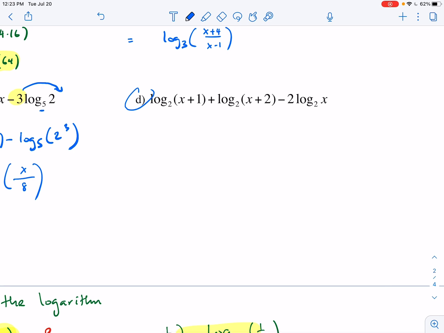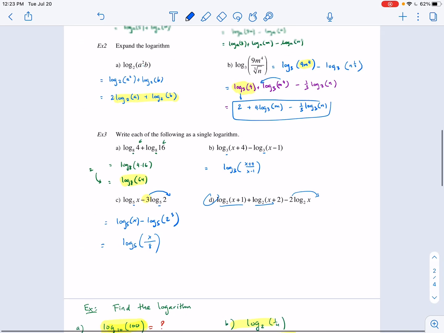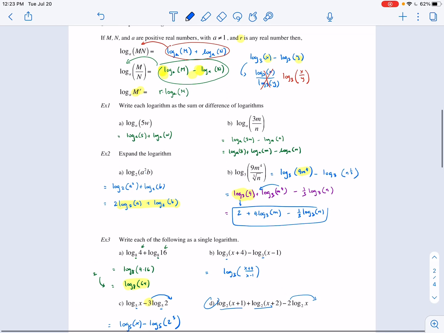D, I would do this first here. Combine these two using the product rule of logarithm, and also bring the 2 in here as well using the power rule, and then combine that afterwards. Okay, so that's all the examples I want to cover for this lesson. Pretty straightforward lesson.